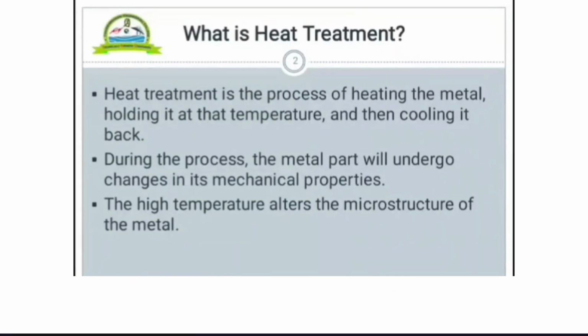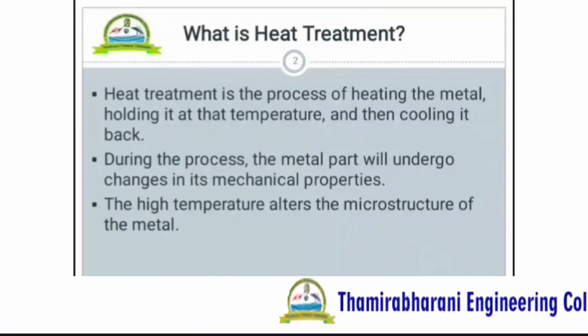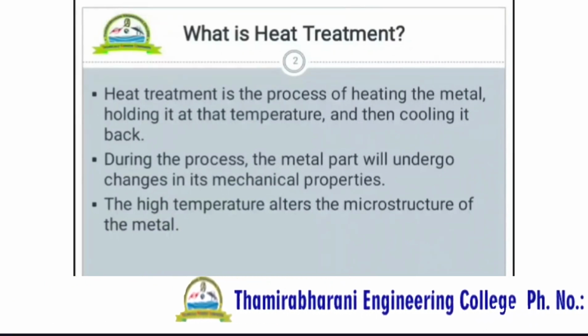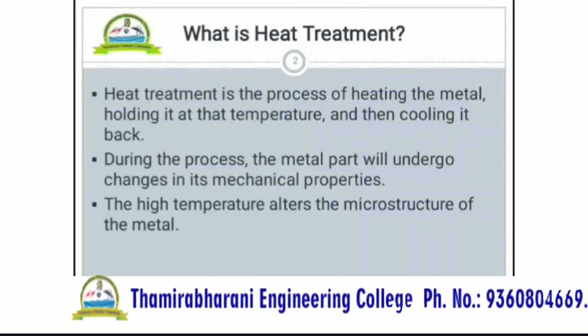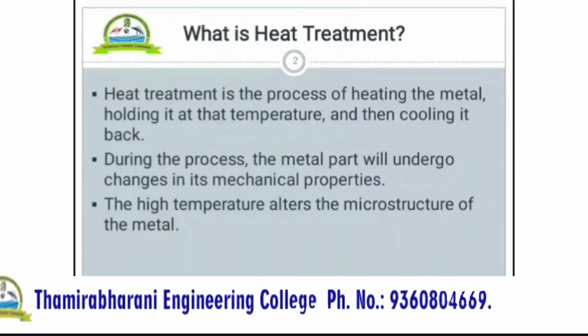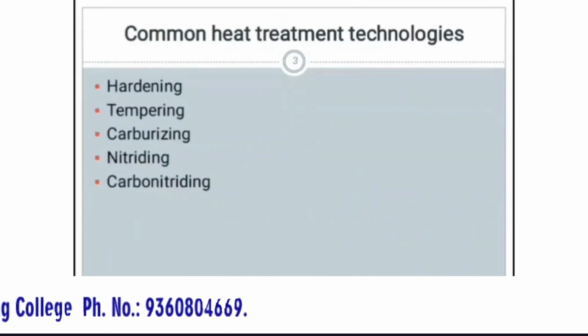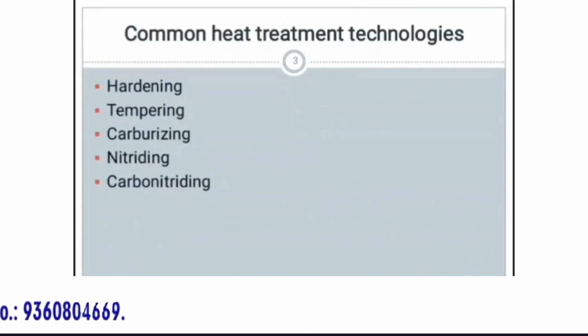So what is happening in this heat treatment? During the heat treatment process, the metal parts will undergo changes in their mechanical properties. The high temperature alters the microstructure of the metal, so the material will be harder than the previous one, and at the same time it resists corrosion. So in all mechanical engineering fields, the heat treatment process is a very important one.